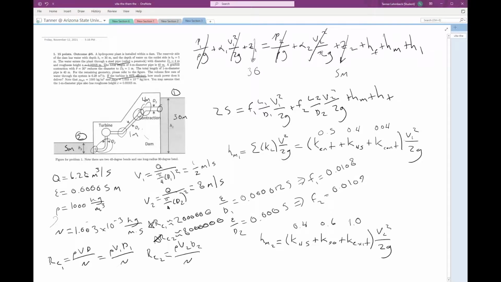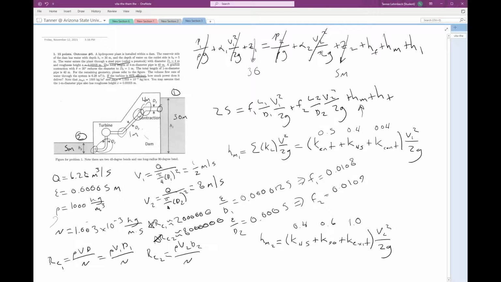Multiply it by v1 squared over 2g. We have v1, and then multiply it by v2 squared over 2g. We have v2. And if we add this hm1 and this hm2 together, that's going to give us the total sum of our minor losses. So we could take the sum of these, hm1 plus hm2, and we're going to plug that in here, this hm. This is our minor loss expression.